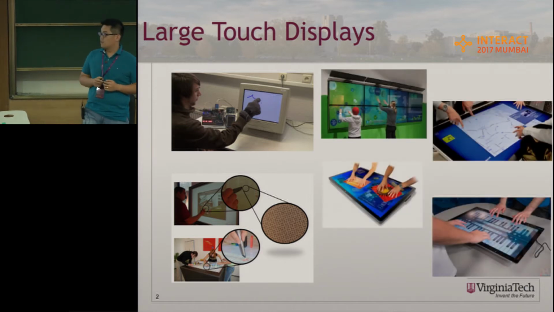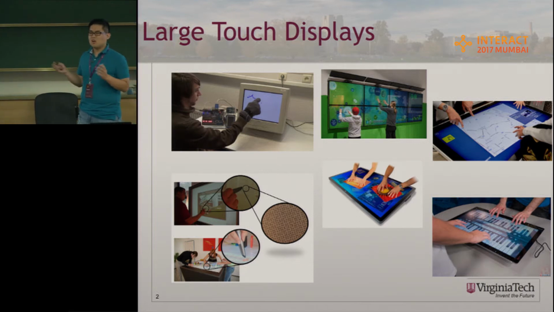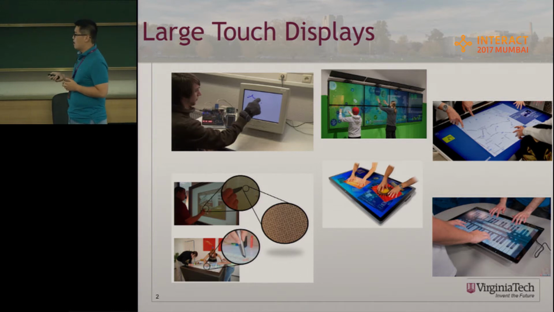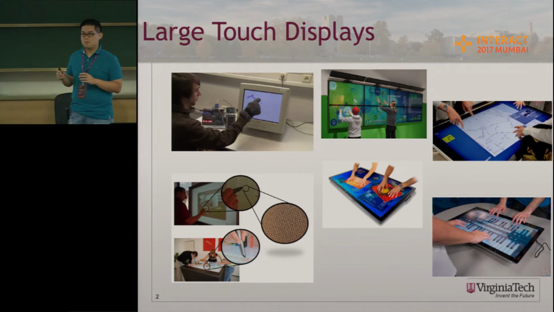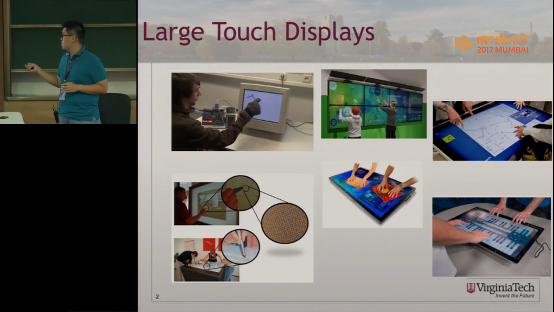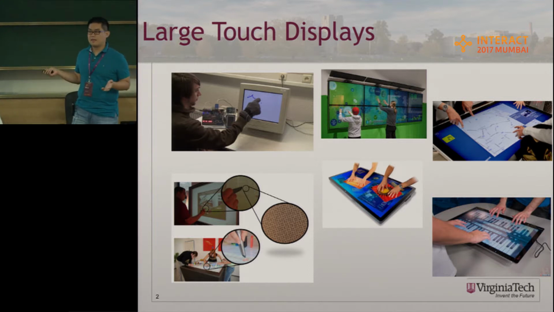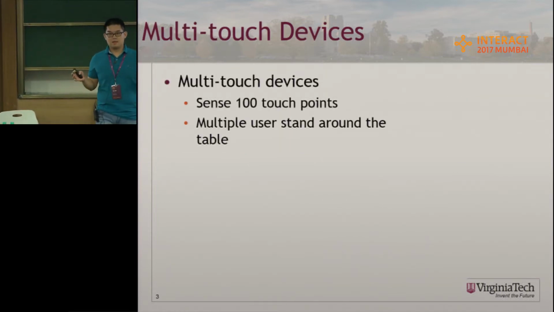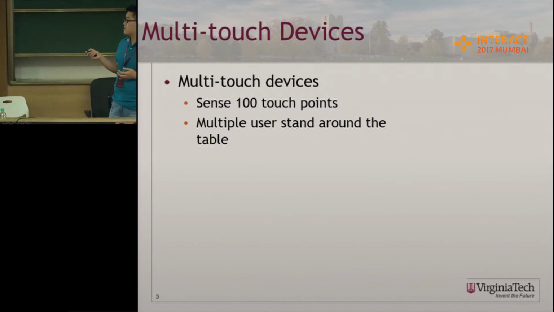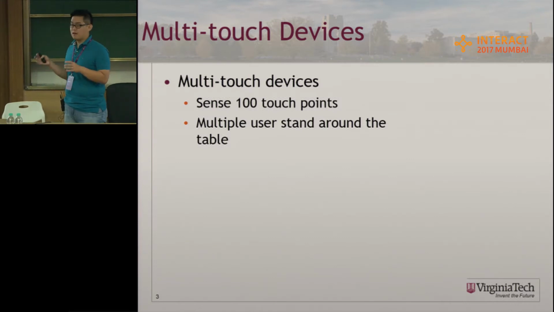With the advancement of touch display technologies, nowadays most of the technologies look somewhat like this. It's already prevalent in people's lives. Like the wall-size display, multiple users can stand side by side and interact with the display at the same time. Or the tabletop configurations, where users can stand on different sides of the table or the same side, working on different things or the same things at the same time, like playing a digital piano or something. The most advanced multi-touch devices, as far as I know, can sense up to 100 touch points. That is quite amazing. And multiple users can stand around the table and interact at the same time.